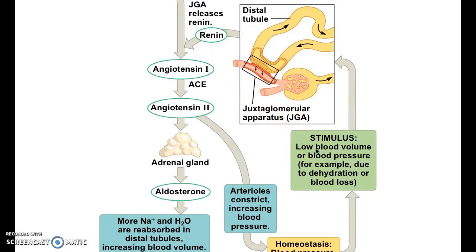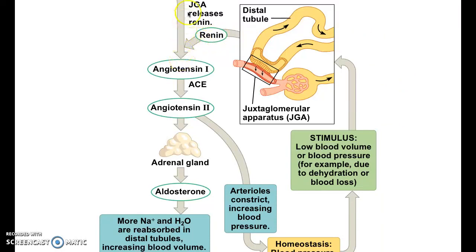The stimulus could be low blood volume. Low blood volume or blood pressure could be due to dehydration, blood loss, or loss in cardiac output. So once that happens, the renal cortex, remember we drew the kidney out and the cortex was on the outside, releases a hormone called renin.